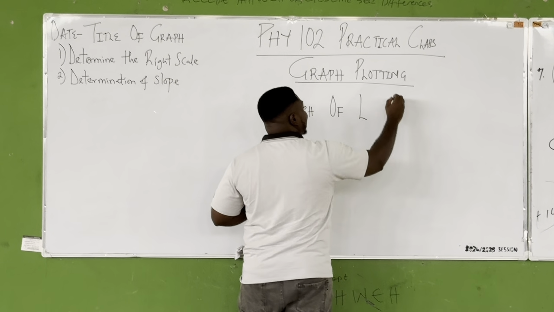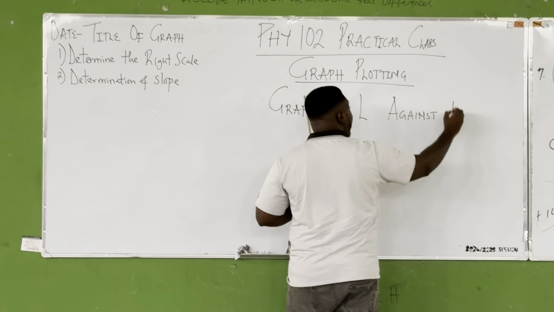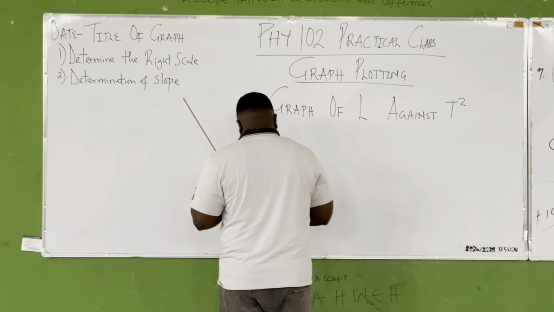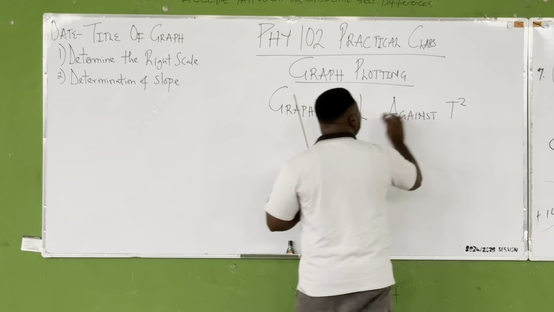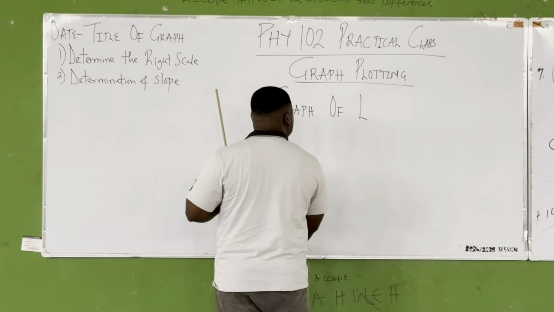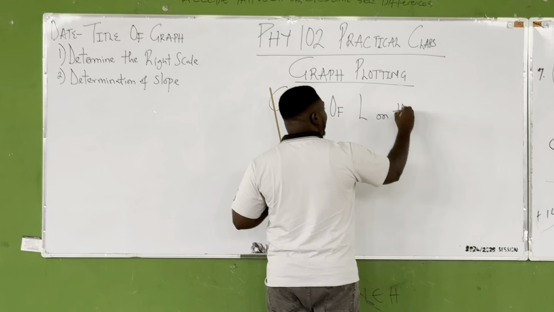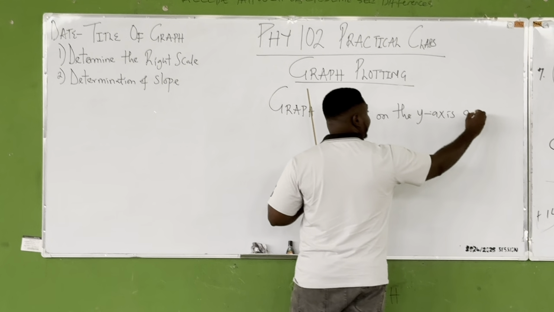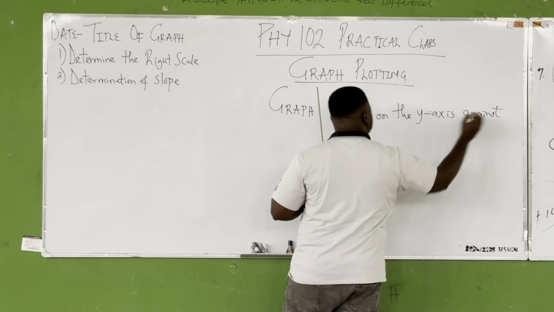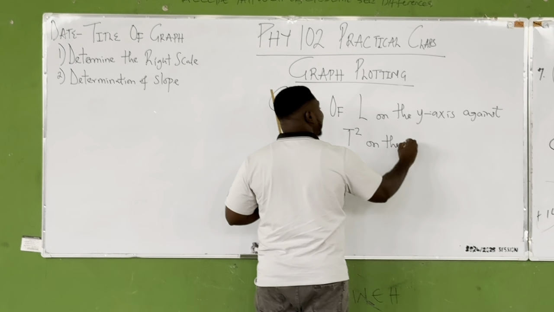L against T square. Now they say plot a graph of L against T square. You are going to say graph of L on the y-axis against T square on the x-axis.